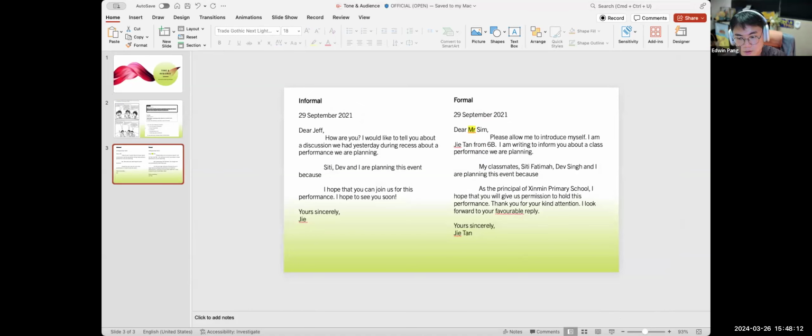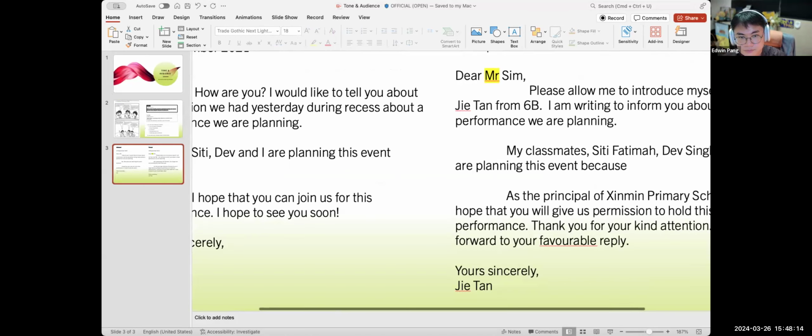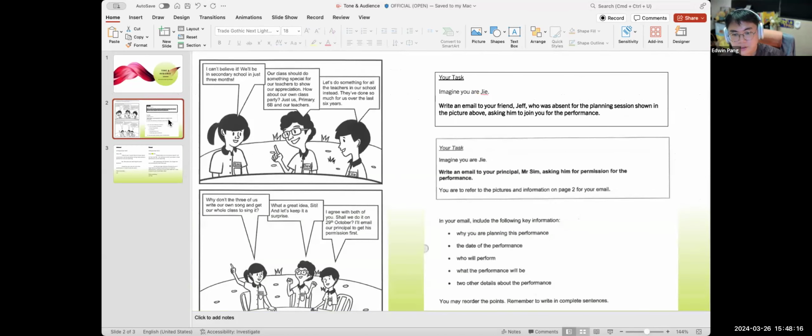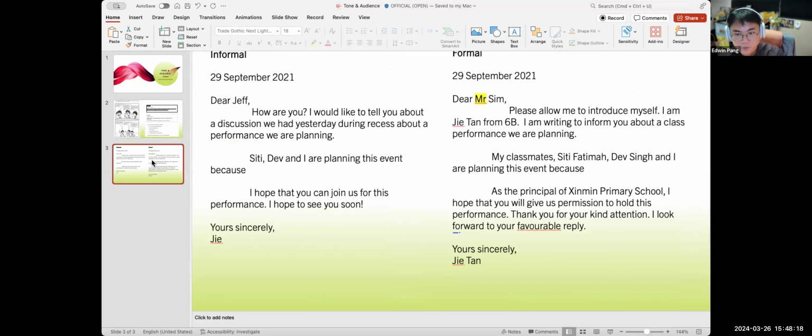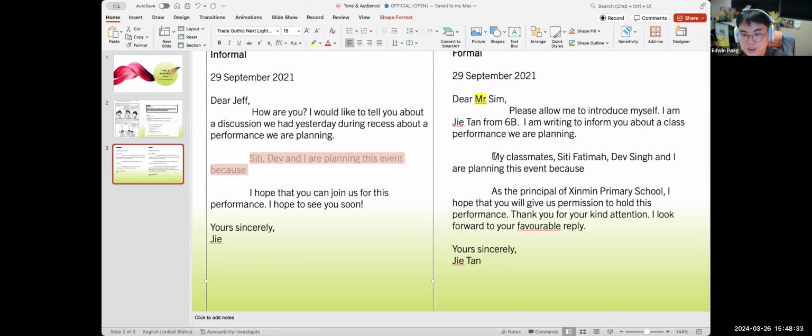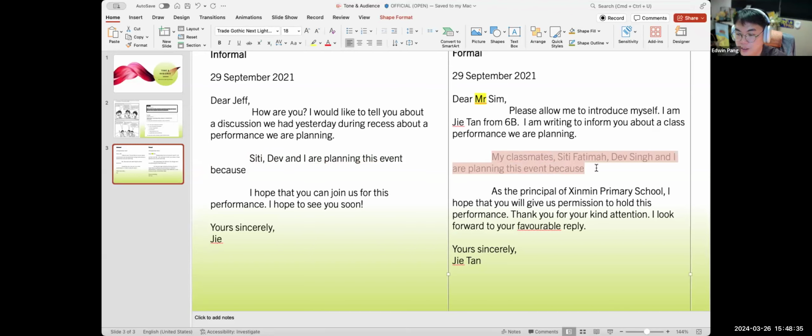So notice the point is why you are planning this event. And notice the way I write it, I am planning this event because. So use the stem of the points. Do not invent or modify the stem because that's the safest, right? Use the stem of the point. And then in this case, City Dev and I are planning this event versus my classmates, City Fatima, Dev Singh and I are planning this event because. Can you tell me what's the difference?